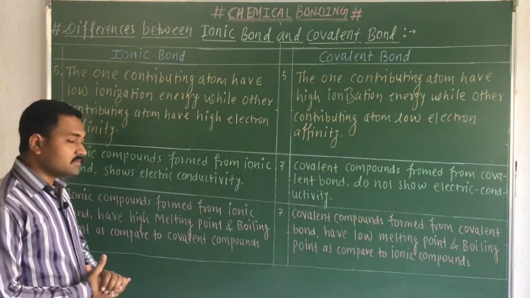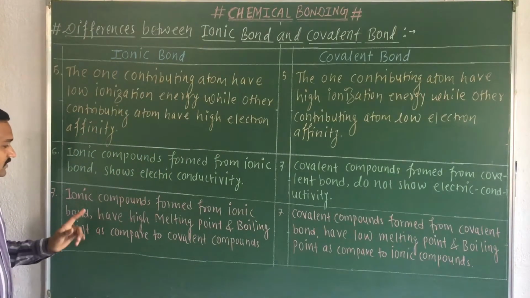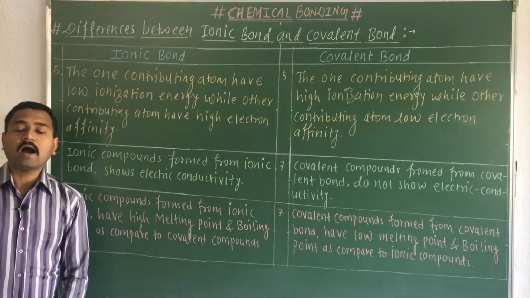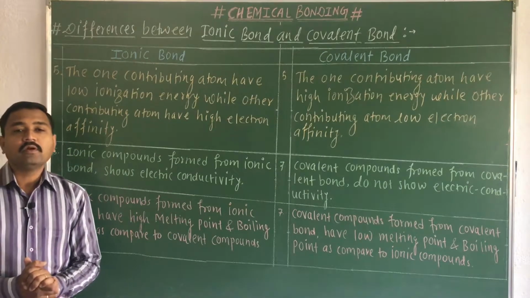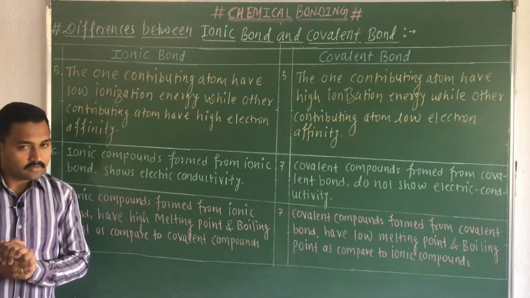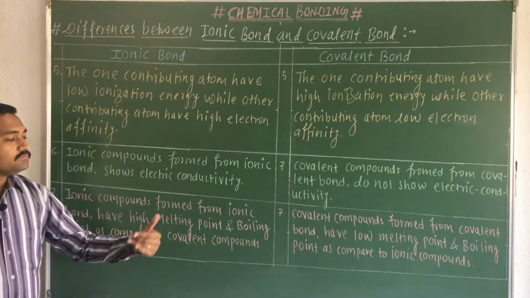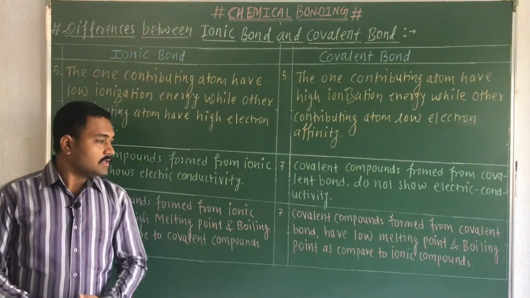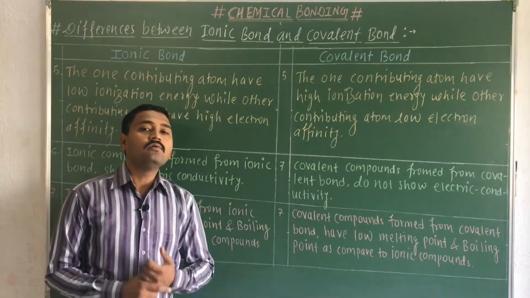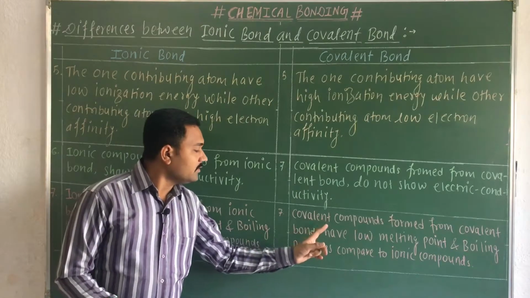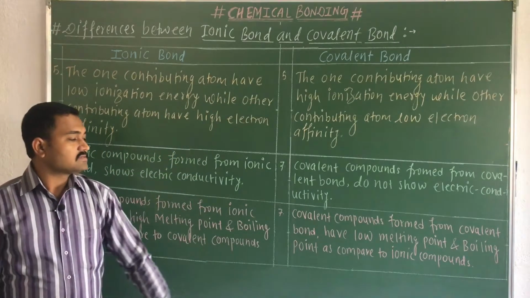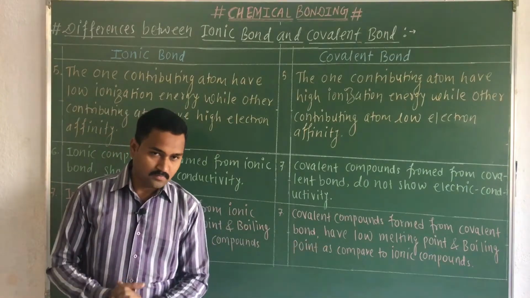The next point that we have to consider: the ionic compounds formed from an ionic bond have a high melting point and boiling point as compared to covalent compounds. Now what about the covalent compound or covalent bond? Here the covalent compounds formed from a covalent bond have a low melting point and boiling point as compared to ionic compounds.